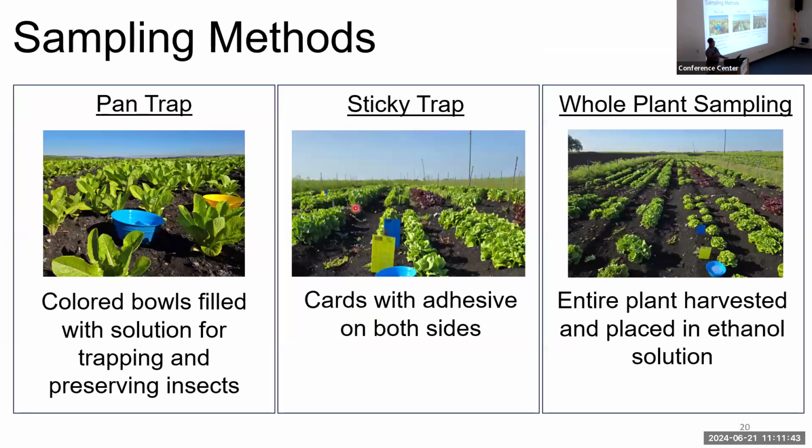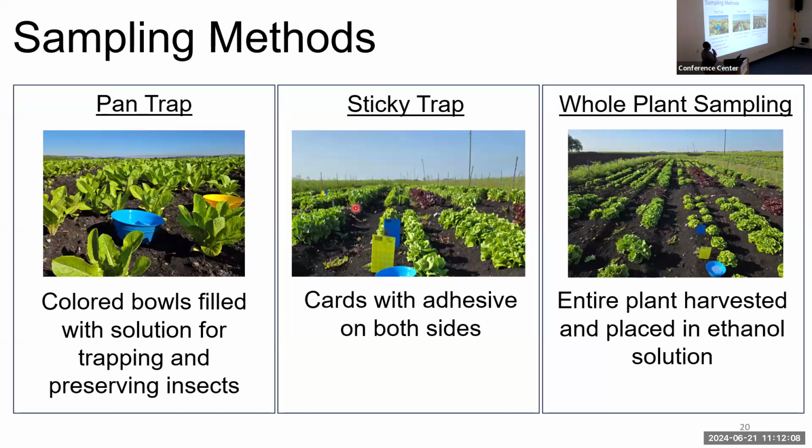We used 3 sampling methods based on various studies that proved to be efficient. The first was pan traps, colored bowls filled with solution for trapping and preserving insects. The second was sticky traps, double-sided cards with adhesive to trap dispersing insects. And the third was whole plant sampling, where we harvested the entire plant and placed it in an ethanol solution so that we could collect any insects that were present.